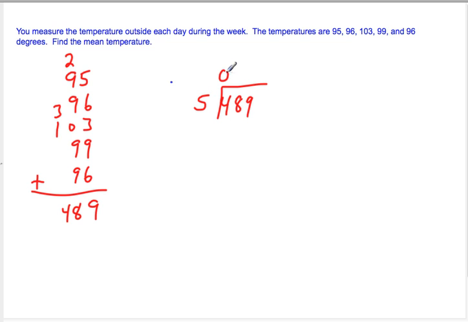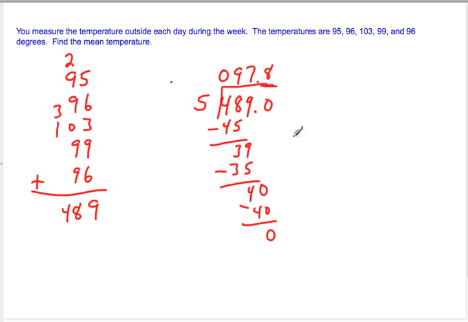So 5 does not go into 4, goes into 48 9 times. And then we get 39, which goes in 7 times. And then now that I have to add a 0, I'm going to put the decimal right into the answer here, and 5 goes into 40 8 times, and I know that that's even, so we're done. So the answer is equal to 97.8 degrees.